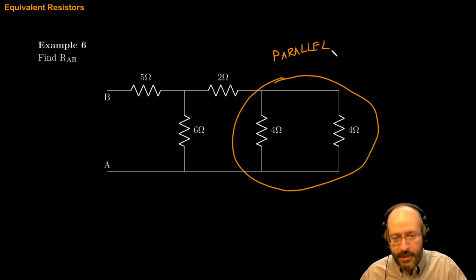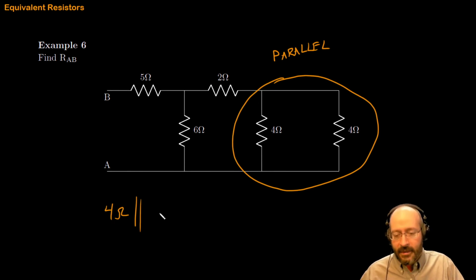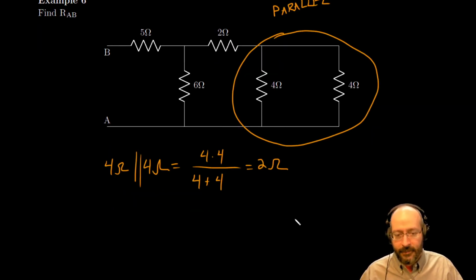Since they're in parallel, we can say 4 ohms, and here's a little bit of notation for you. Sometimes you'll see it drawn as 2 pipes in parallel: 4 in parallel with 4. We can do it 2 ways. We can say 4 times 4 over 4 plus 4. That's going to be 16 over 8, also known as 2 ohms. That's the product over sum form.